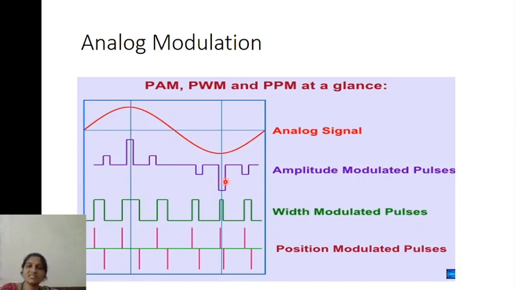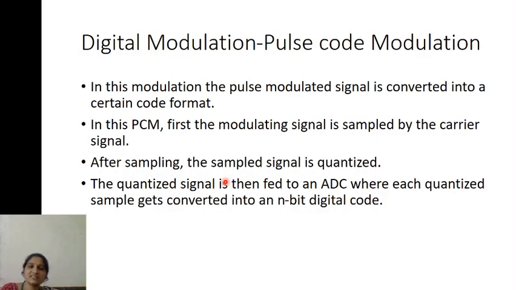Next one is digital modulation. Under digital modulation, there is pulse code modulation. So here in this modulation, you need to finally come up with the pulse code. You need to generate the pulse code. How you are going to generate it is discussed now. So in this modulation, the pulse modulated signal is first converted into a certain code format.